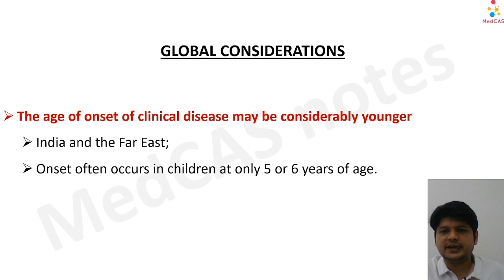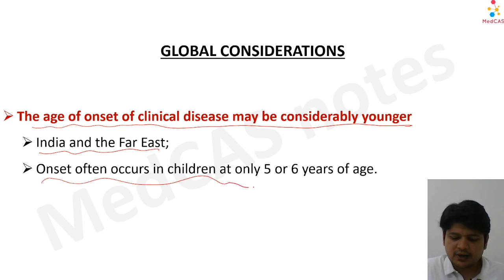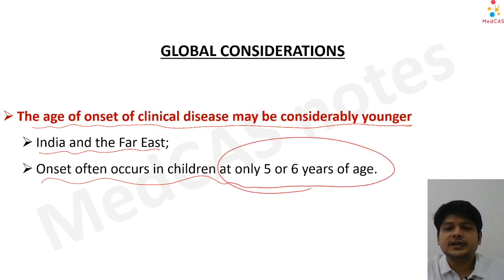So this is the last slide, and it really matters in your clinical practice. The age of onset of clinical disease may be considerably younger in India and the Far East. Onset often occurs in children at only 5 or 6 years of age. That's the reason you are not seeing so much of Wilson, right? So we have discussed Wilson's disease starting from genetics, a brief of pathogenesis, then the clinical features, then the diagnostic workup, how to do it and how to make common sense out of that, then the management plan, and then a very important line on global consideration: in India, it is 5 to 6 years of age which matters for Wilson's disease, right?